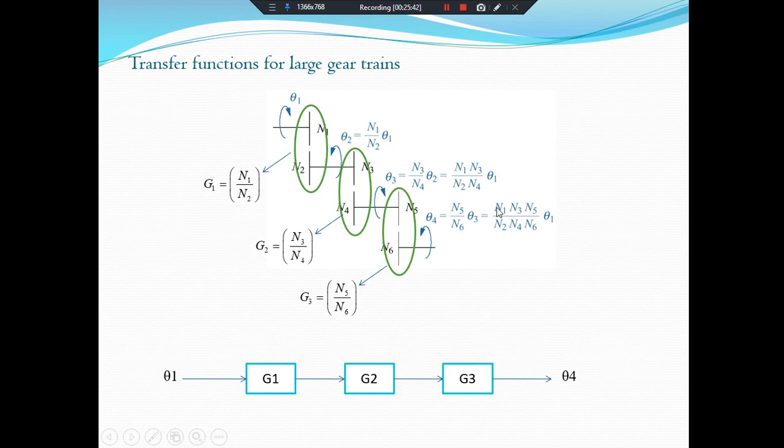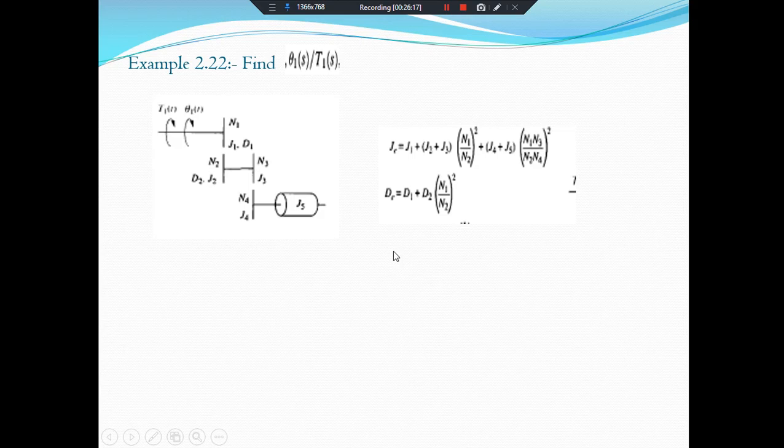Similarly, if we have more gear trains, then simply you can write the odd number of teeth on the top and even number of teeth at the bottom, and it will be multiplied with theta 1, the input angular displacement. Here is the block diagram of the above given system. Theta 1 is the input angular displacement. This is the transfer function of system 1, G1. This is the transfer function of system 2. This is the transfer function of system 3, and this is the output angular displacement, or you can say our theta 4. Okay, now we will solve another example, which is the example of the system with gear train.